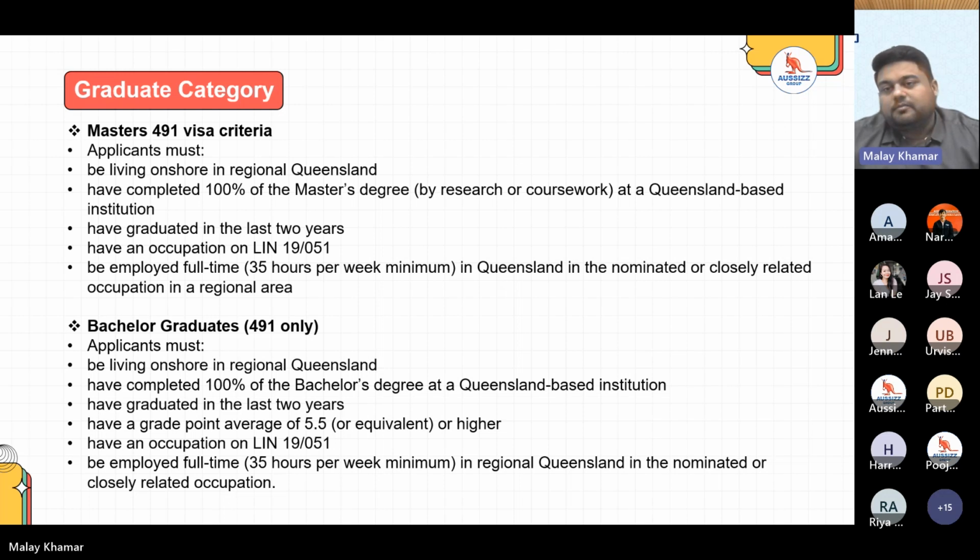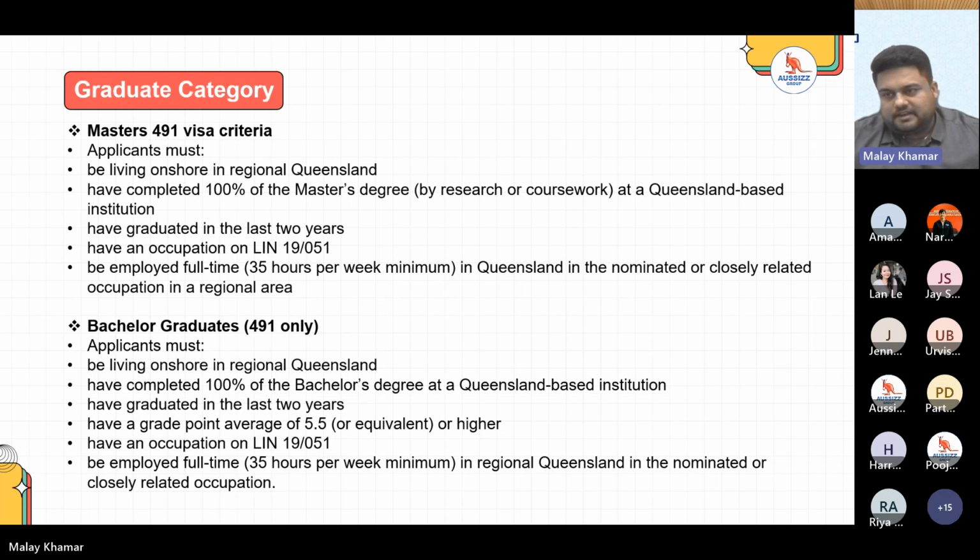The quota will also remain almost the same, because there is nothing major coming up in Queensland. So we are hoping they will keep the same quota, as well as the same requirements for the graduate category as well as the working category in Queensland.